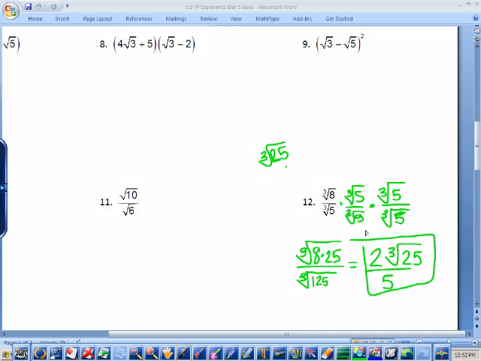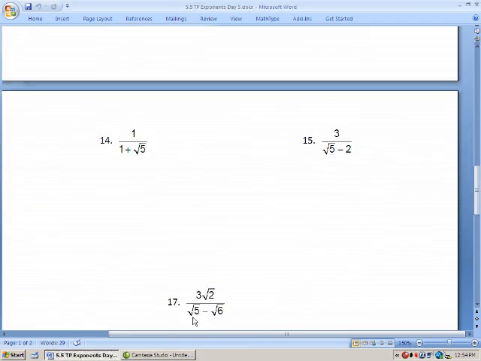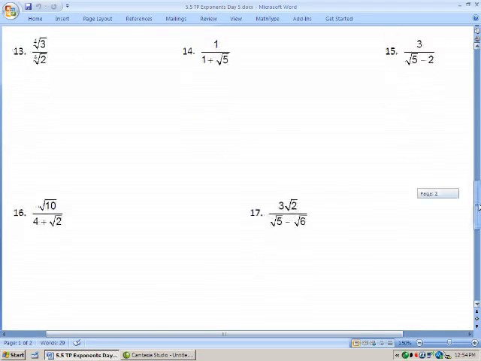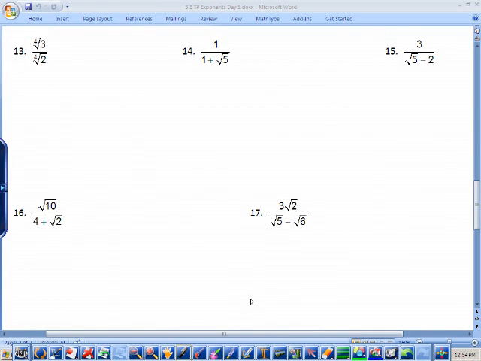Questions on that? All right. Please go ahead and try number 13. What's all that's different in number 13? It's a fourth root. So what are we going to have to do? Yeah, we're going to have to do it one more time than we did before. So go ahead and try that.